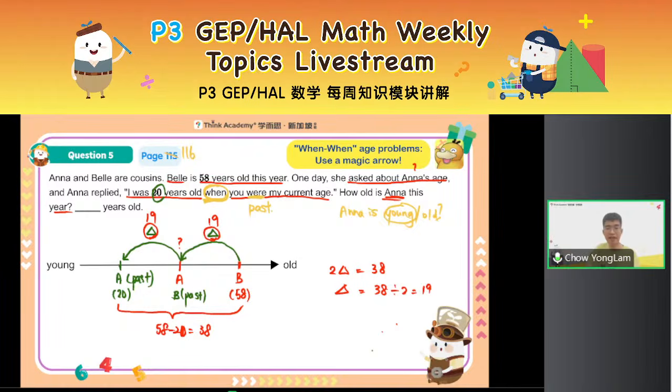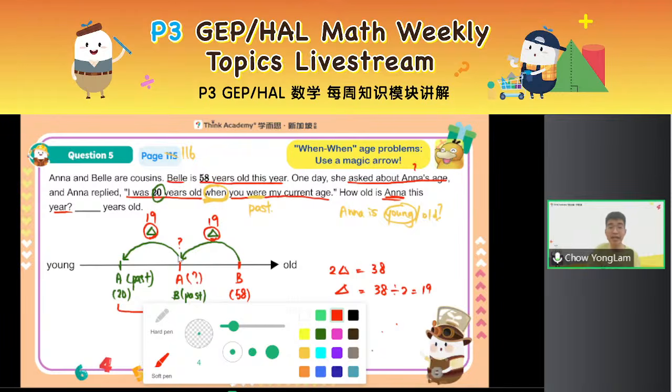So how can you find the point over here? How can you find this age next? We can just use the fact that 19 years have passed. So what's the answer? 19 years have passed.